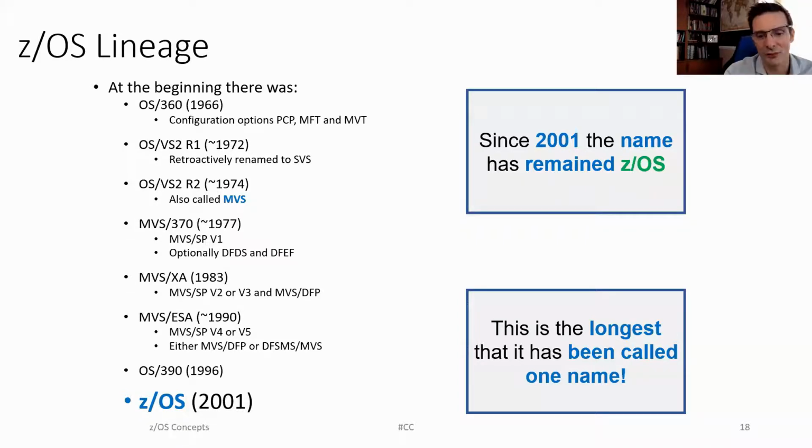MVS refers to the base of the operating system, sometimes known as the BCP of the operating system, the base control program. It's the core of the operating system. And so when you think of MVS, you're going to think of zOS. But zOS, the name has been around for almost 20 years now.